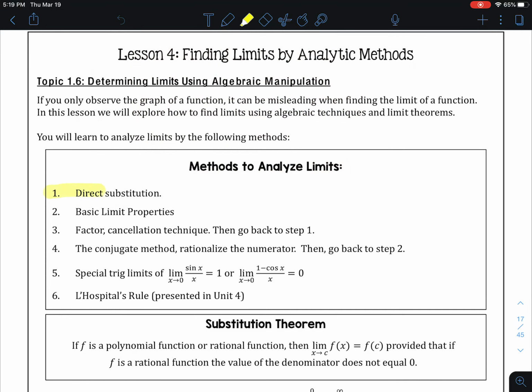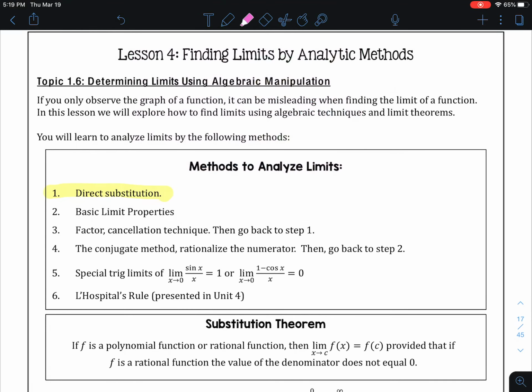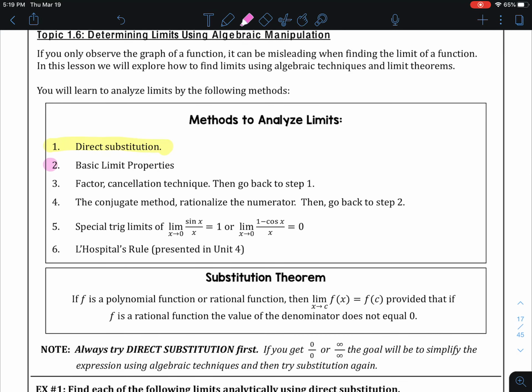The first thing would be direct substitution. This is especially useful if we know the function's a continuous function, has no holes. We're going to use this method to analyze limits. Second to that would be the basic limit properties, and that's what we learned in the last limit lesson before the break. So if you could take a look at lesson 3, you should still have lesson 3, and I've given you back lesson 1 already, so hopefully we got everything.